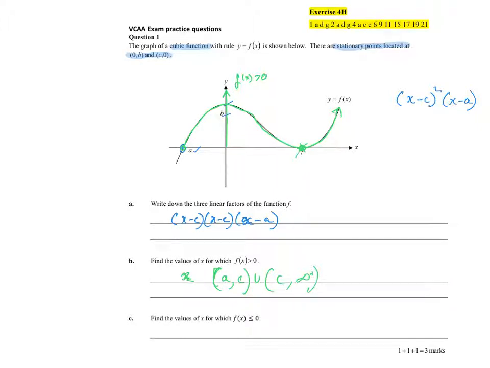So what's the last part saying? Where is the function less than or equal to 0? Solid dot down, solid dot. Yeah, so both those sections. So we're going to have from negative infinity to A inclusive, union, we'll just put a little bracket, union C. All right, so that's where it's less than or equal to 0.